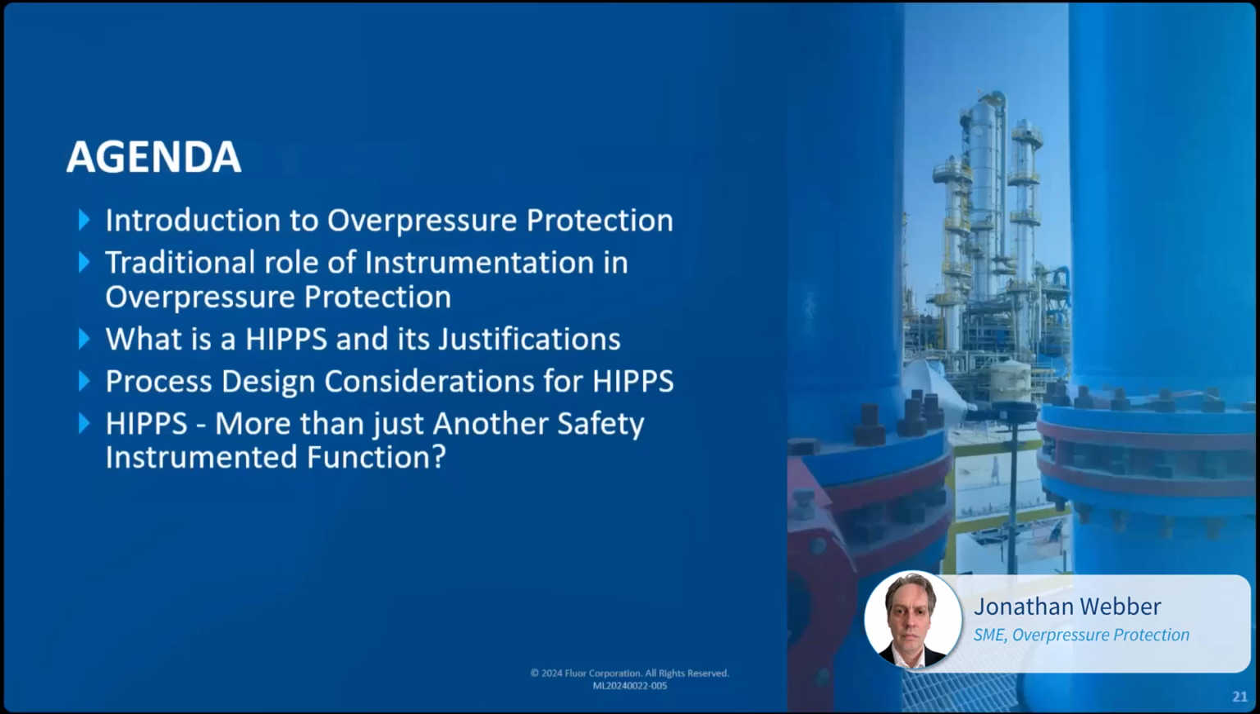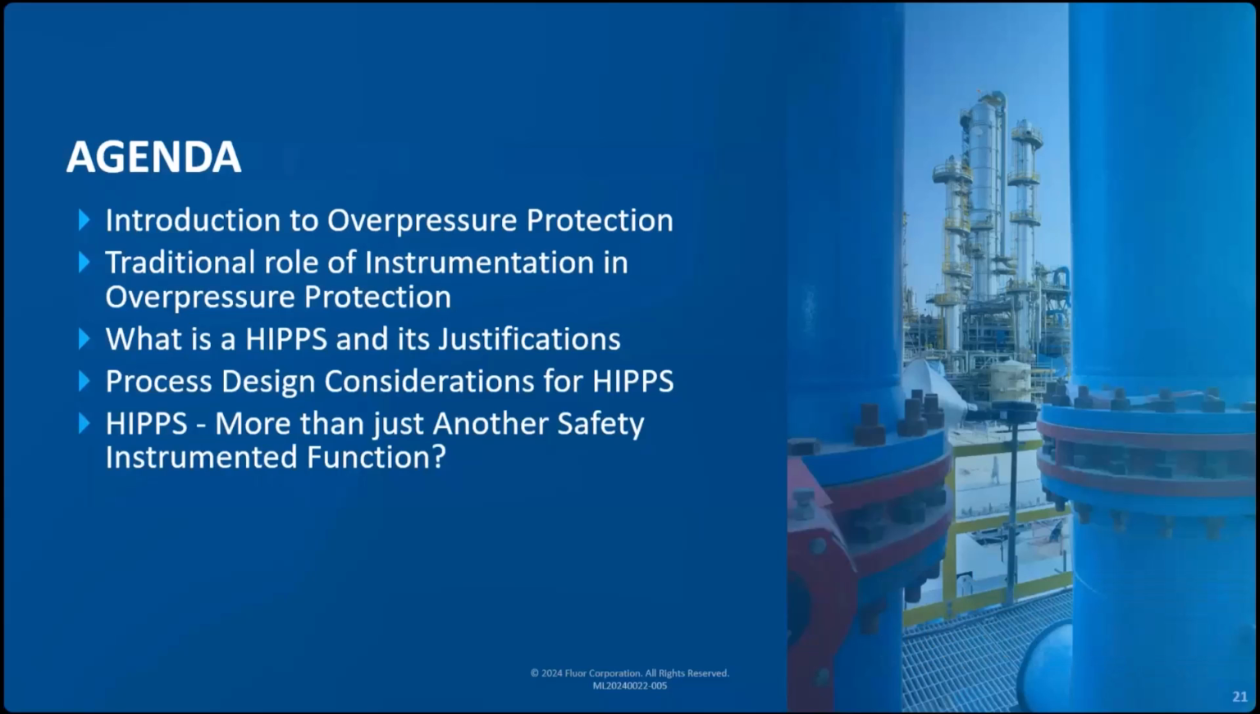I will begin with an overview of the traditional approach to overpressure protection, and specifically the role instrumentation plays in this approach. We will then discuss various aspects of high-integrity pressure protection systems, or HIPPS, designed from a process engineer's perspective. We will then move on to some special considerations in determining the SIL rating for HIPPS.